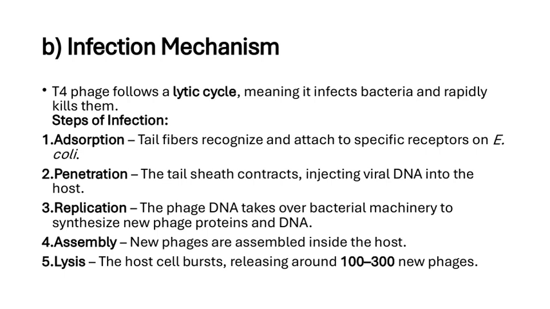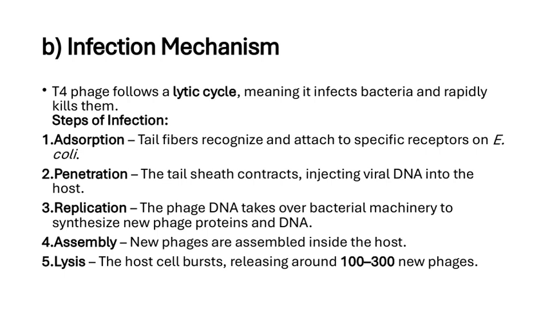Once inside, the phage DNA takes over the bacterial cell's processes. This is the replication phase, where the phage DNA directs the cell to produce new phage proteins and copies of its DNA. Essentially, the bacteria become factories for producing more phages. After enough new viral components are assembled, the process moves into assembly. Here, the newly made phage particles are put together inside the host cell, ready to be released.